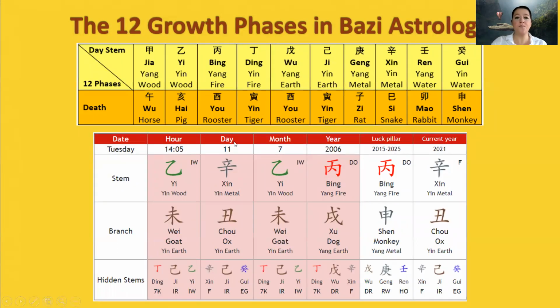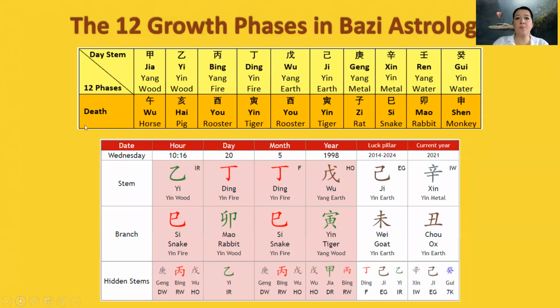Now, here again, the reference point is the day stem. This one here is yin metal, the yin polarity of metal. So you look at the stem in the day, and then you go to this particular table, you check where do we have yin metal. And for a yin metal day master, the snake will have the death phase associated with it. Now, again, you check whether there's any snake anywhere in the natal chart or the luck pillar, and there is none. All we have here is the monkey, the dog, the goat, and the ox. So this person, again, does not have a death phase in their natal chart.